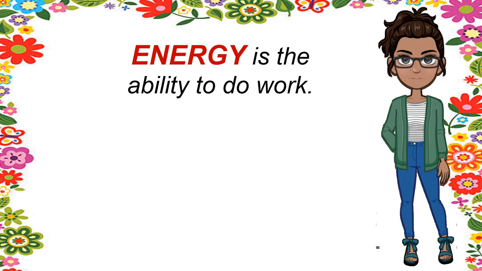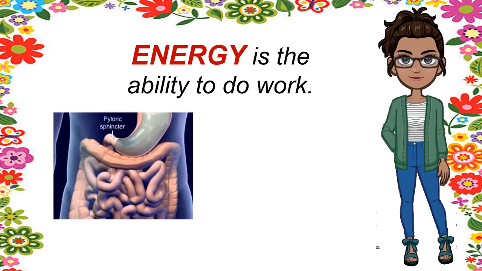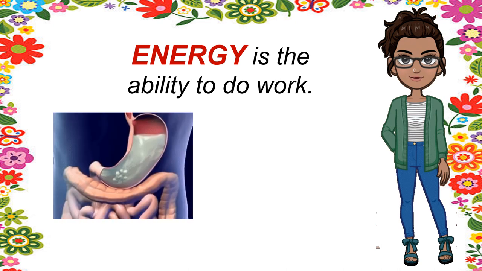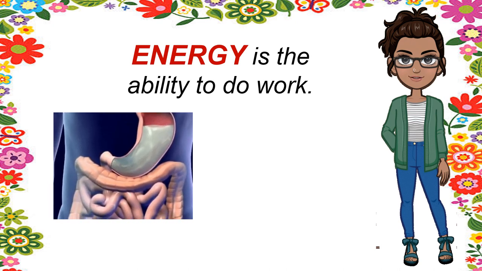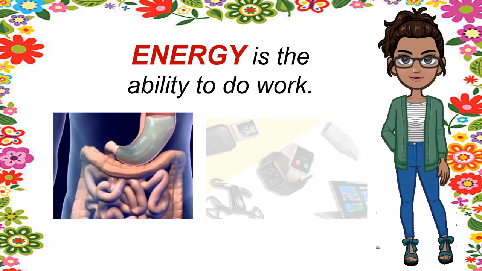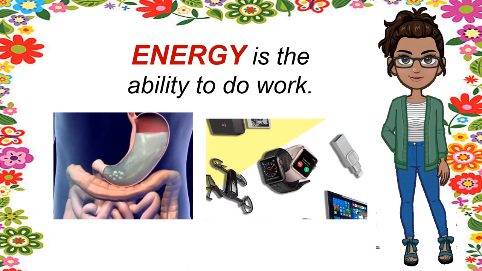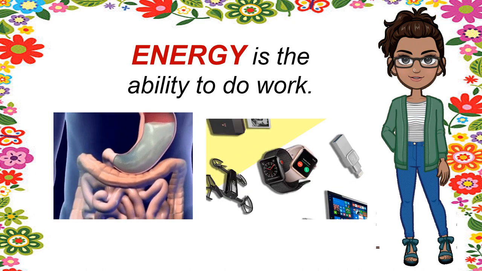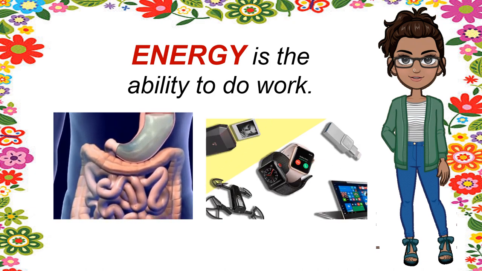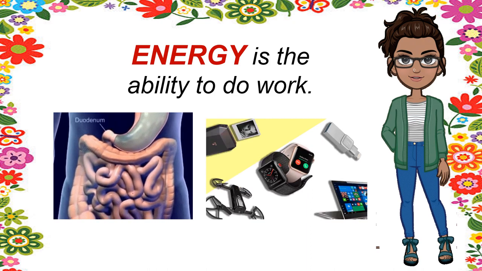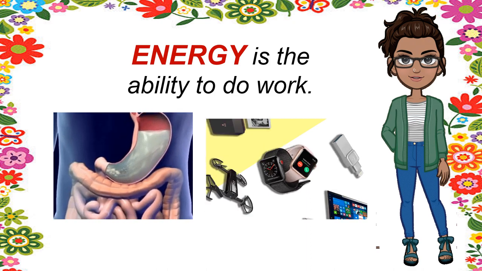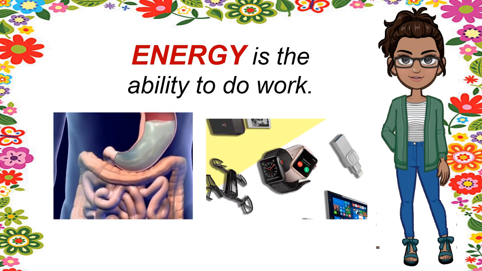For example, when we digest food, our body uses chemical energy embodied in the food to move around. When we turn on the TV or gadgets, electricity is used to create the picture on the screen and the sound it produces. Most of the electricity that we use in our daily lives is produced from the chemical energy released in the burning of coal, oil, or gas.